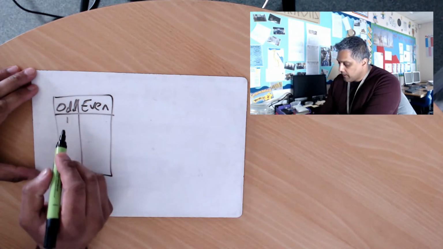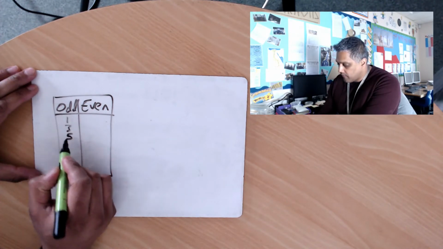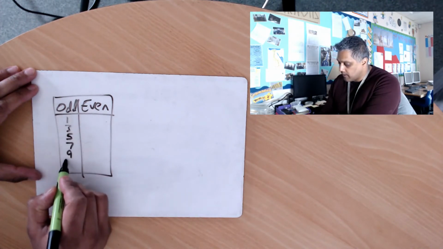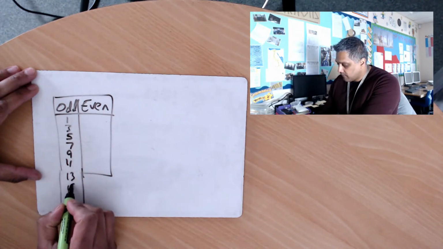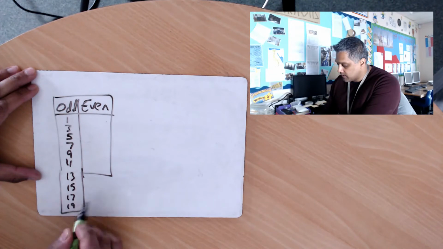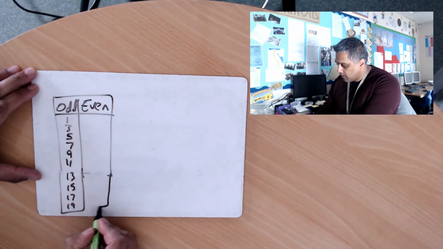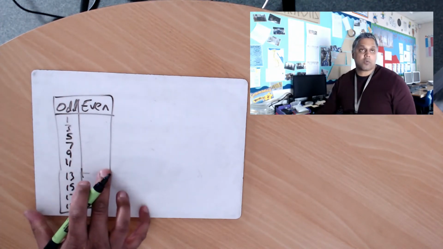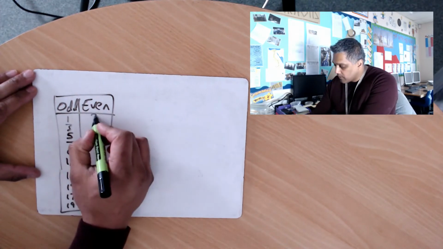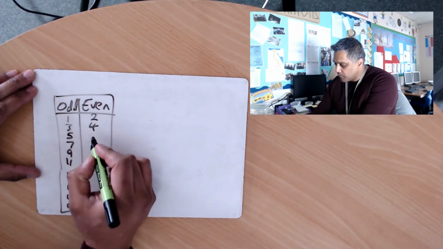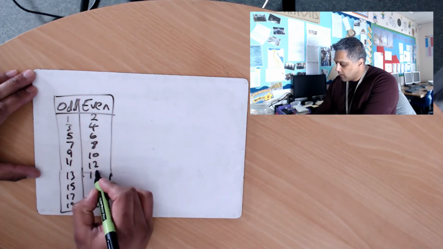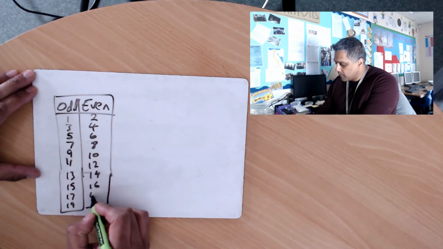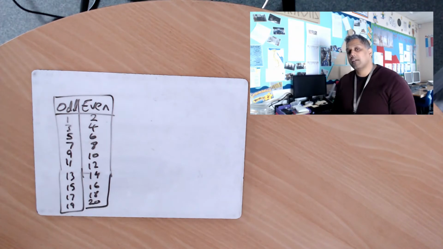So things like 1, 3, 5, 7, 9, 11, 13, 15, 17, 19, they are all my odd numbers up to 20, and my even are the ones I can share into two groups equally. Okay, so here's my even numbers there.